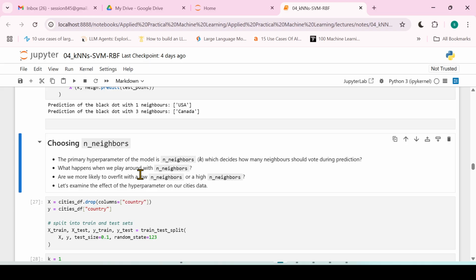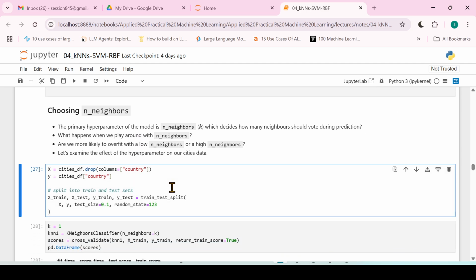So now the question comes, how do we choose the k value? The k value is called n_neighbors here. So this n_neighbors is the hyperparameter, right? We have to choose this n_neighbors value, right? So basically we have to check what result comes with n_neighbors as 1, what result comes with n_neighbors as 3, what result comes with n_neighbors as 5, 7, 9, and so on, right? Because this is a hyperparameter, as a user we have to choose the value of n_neighbors, right? Now let's examine the effect of the hyperparameter on the city data set, right?